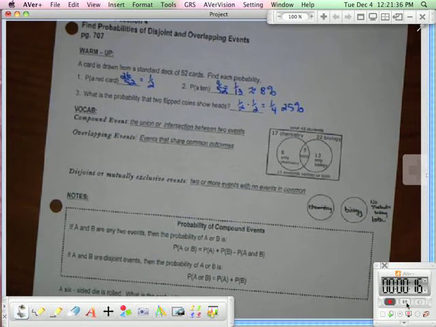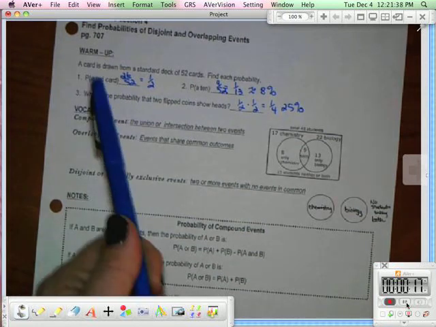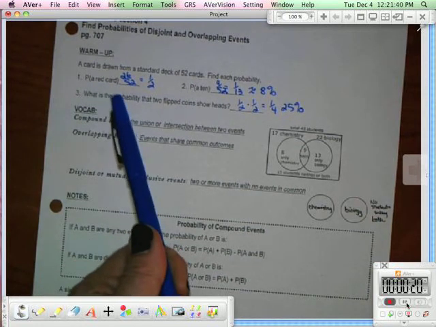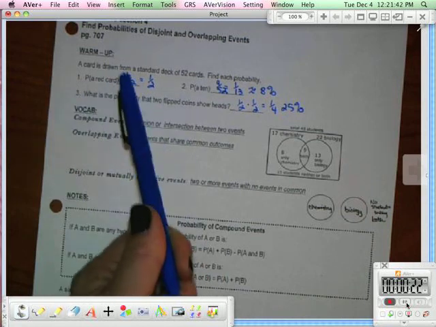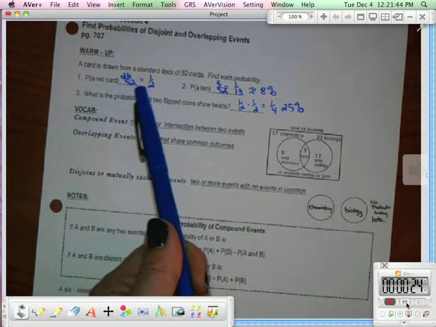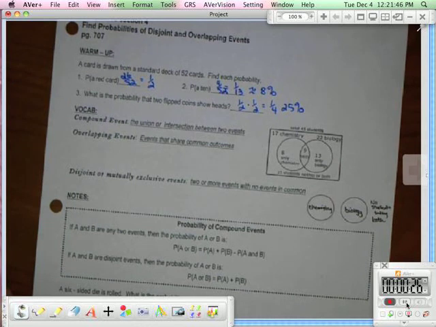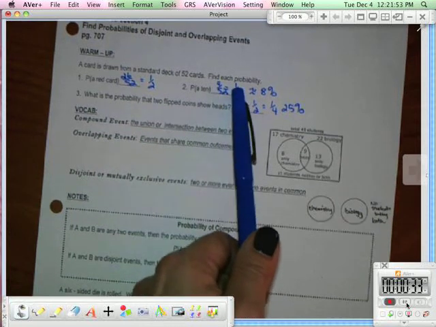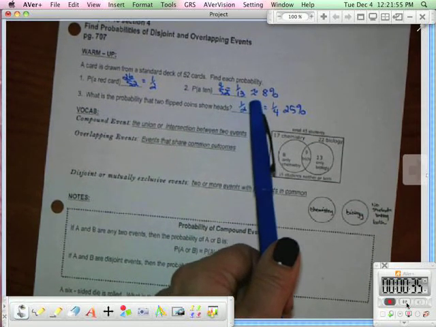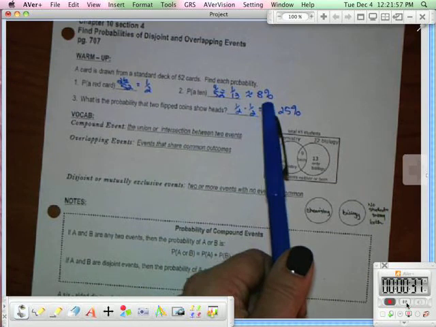Okay, so here you go. The first one was the probability of a red card. If you pulled a card from a deck of cards, half of them are red, so it's 26 out of 52, which is 1/2, a 50% chance. It's kind of obvious. Probability of pulling a 10? Well, there's 4 10s, so 4 out of 52 is reduced to 1 over 13, which is approximately 8%. It kind of makes sense if you think about that too.